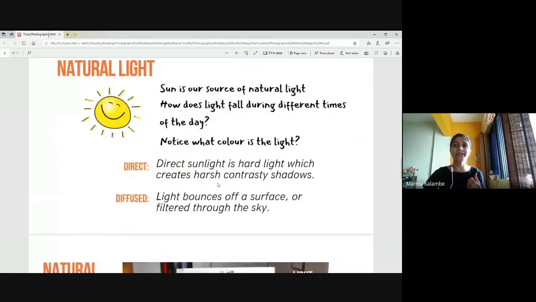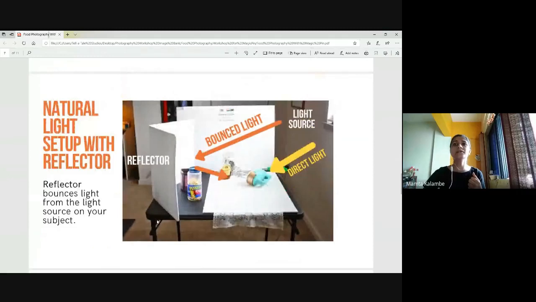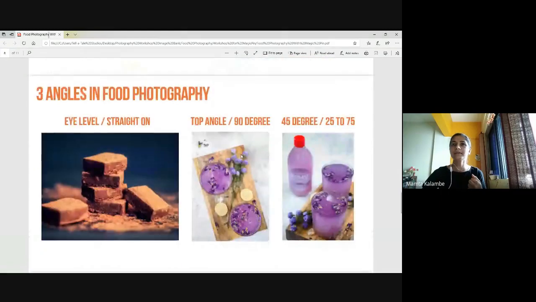Using natural light, and this is what the natural light setup looks like. Using a reflector so that the shadow parts of our image can become lighter. And these are the 3 angles that you can shoot at: the eye level, the 90-degree, which is the flat lay, and then the 45-degree angle.